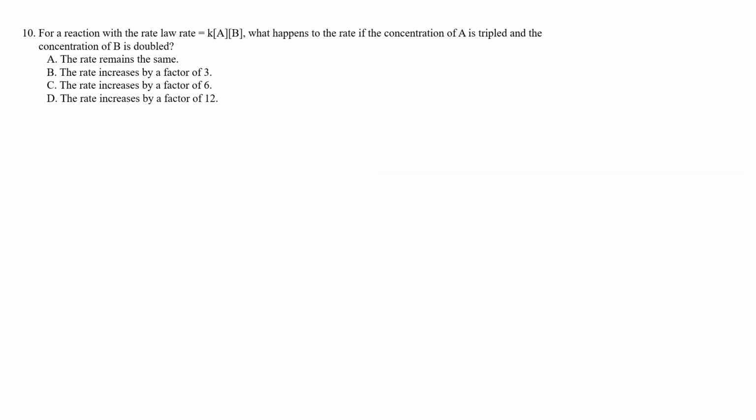For a reaction with rate law, rate is equal to rate constant times A concentration times B concentration. What happens to the rate if the concentration of A is tripled and the concentration of B is doubled? Let's write two equations, rate 1 and rate 2. This is rate 1, with concentrations A and B. After we triple and double the concentrations, A becomes 3A and B becomes 2B. That is rate 2.